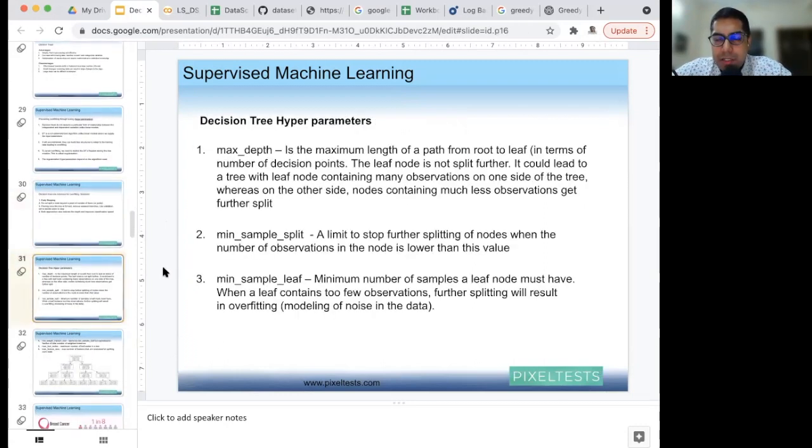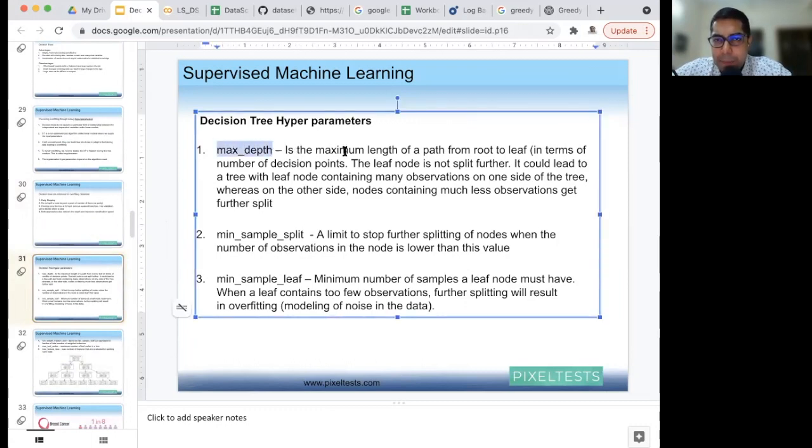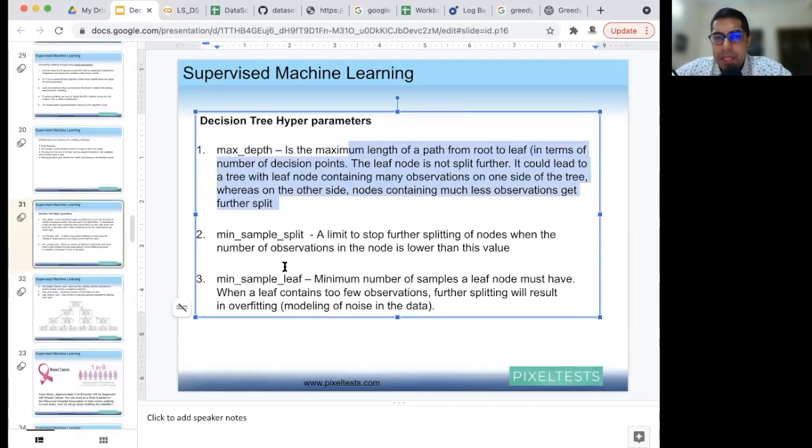So let's look at some of the hyperparameters. Max depth, very simple. We've seen that. The maximum length of a path from root to leaf, right? Minimum sample split, very simple. A limit to stop further splitting of nodes when the number of observations in the node is lower than this value.